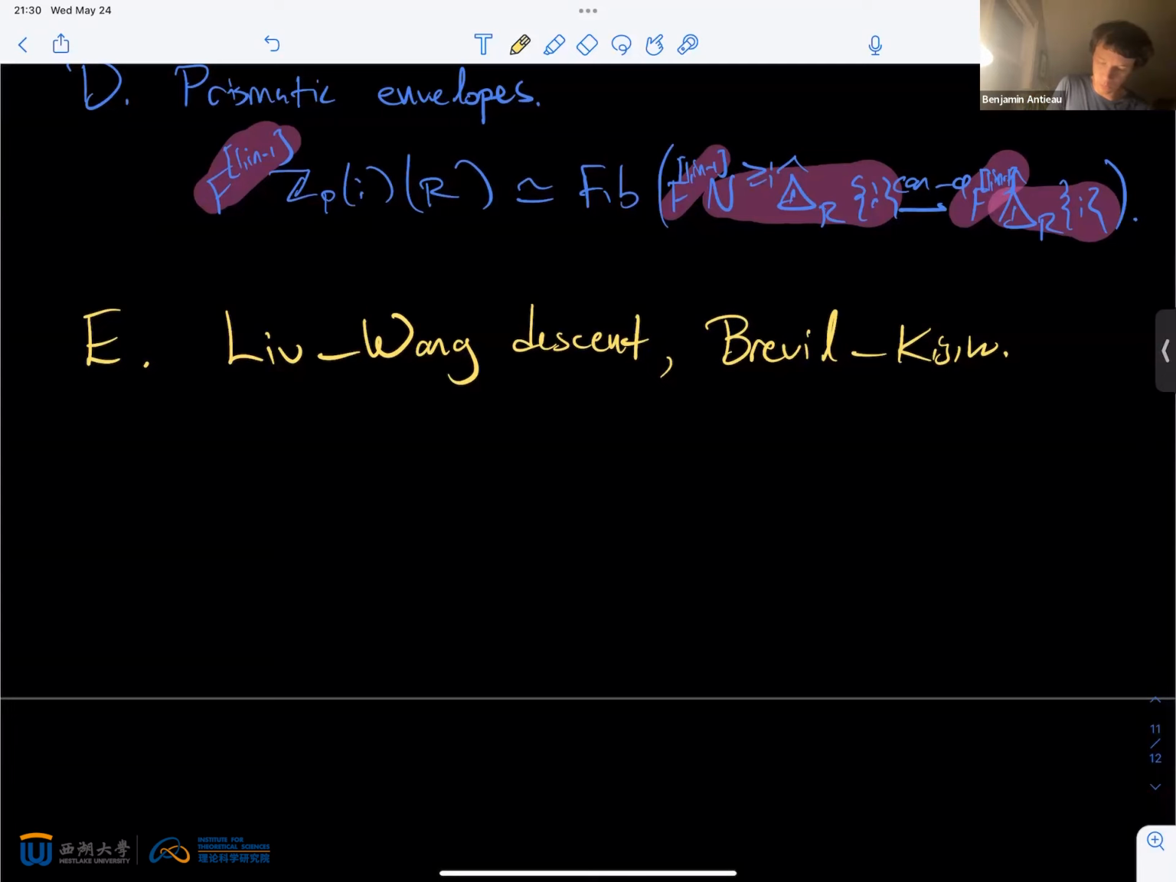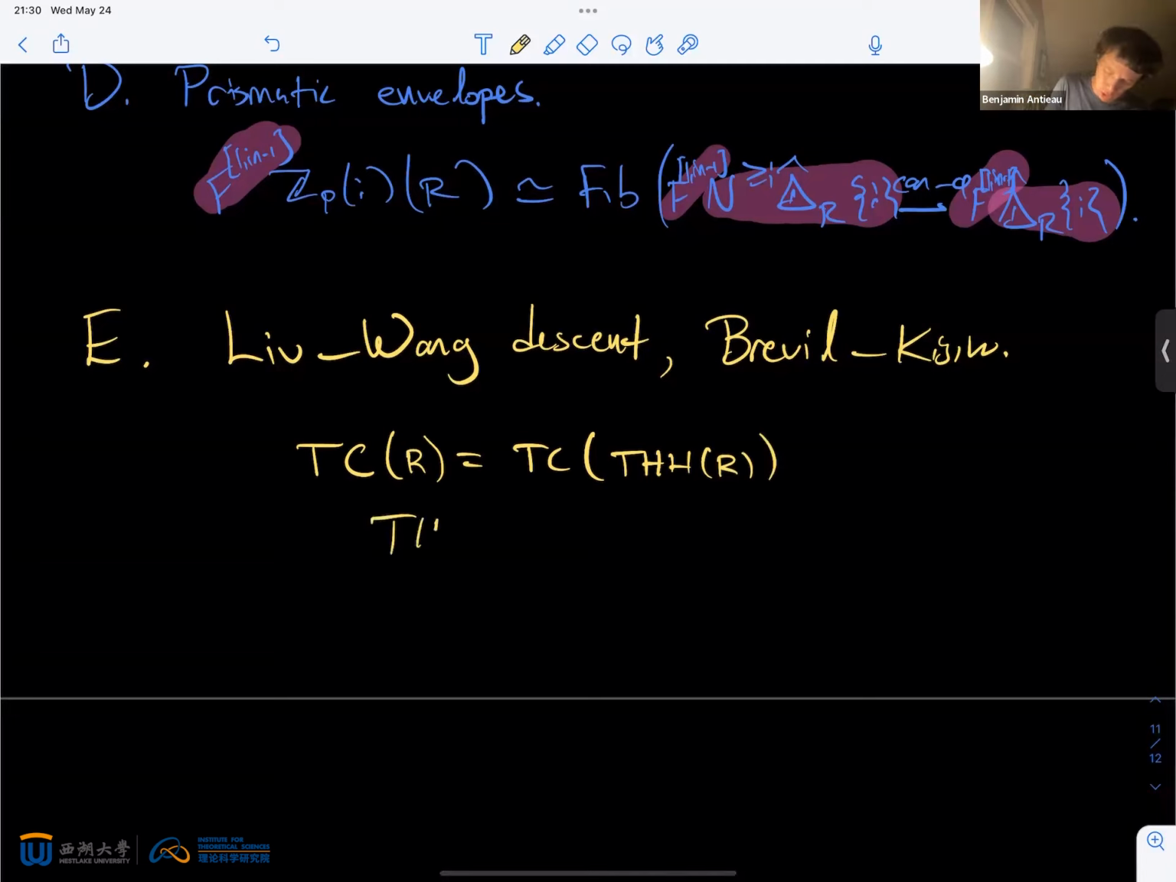Okay, so here's the basic idea. We're interested in understanding TC of our ring R. And TC is really a functor on cyclotomic spectra. And so what we're really applying it to is THH of R. You should think of this as being the Hochschild homology of R, not relative to the integers, but relative to the sphere spectrum.